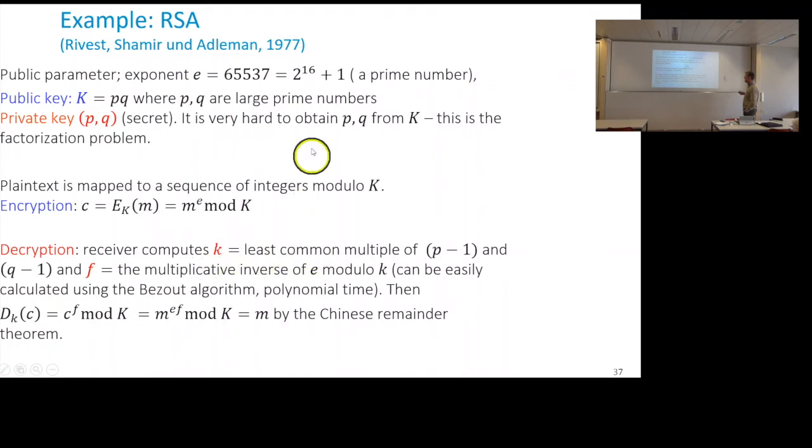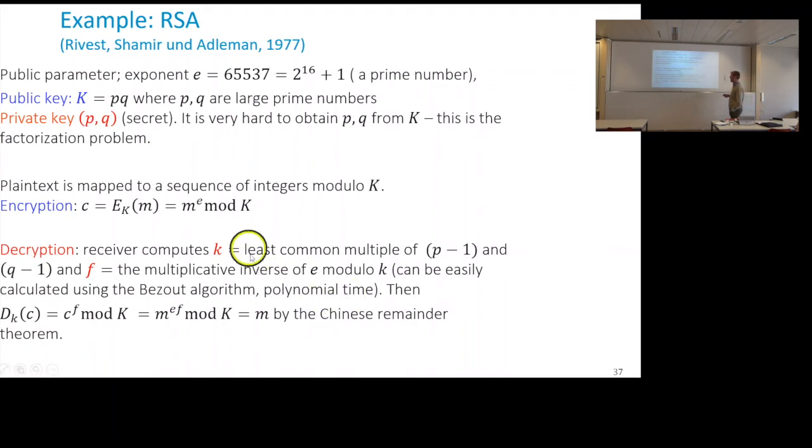Then I take e, which is well known, this number, and I take the inverse of this. What is the inverse? Well, the inverse is something such that e multiplied by f is equal to 1 modulo k. Right? For example, 3 multiplied by 7 is equal to 21. Modulo 20, 21 is equal to 1. So 3 is the inverse of 7 modulo 20.